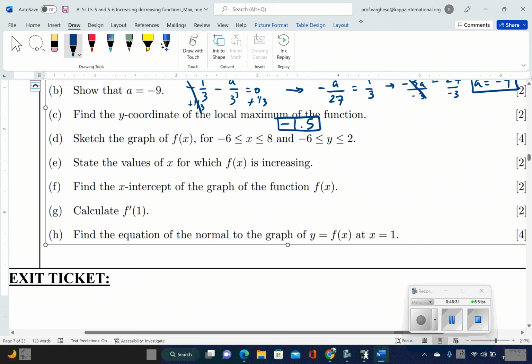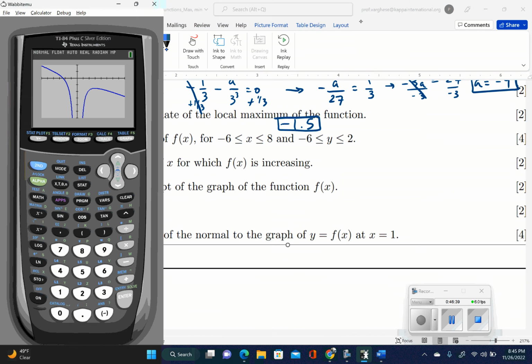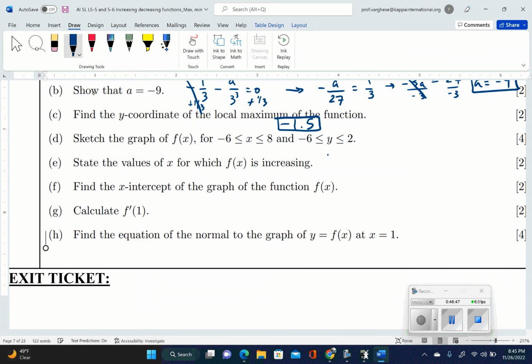State the values of x for which f of x is increasing. So we can look and see, where is it increasing, right? So from 0 to about this maximum right here at 3 is where it's increasing. So we could just go ahead and write that. It's from 0 to 3 is where the graph is increasing. All right. Part F, find the x-intercept of the graph of f of x.